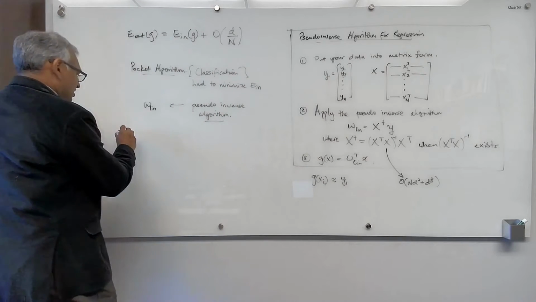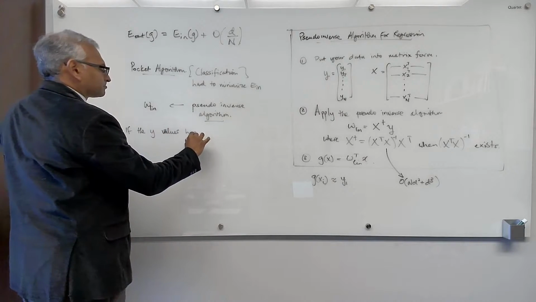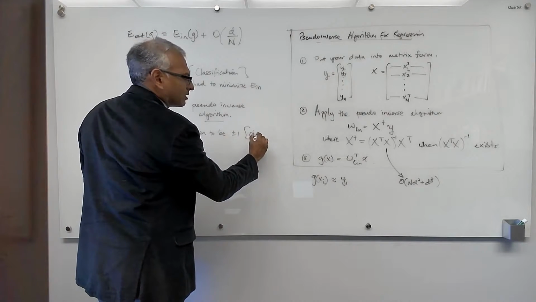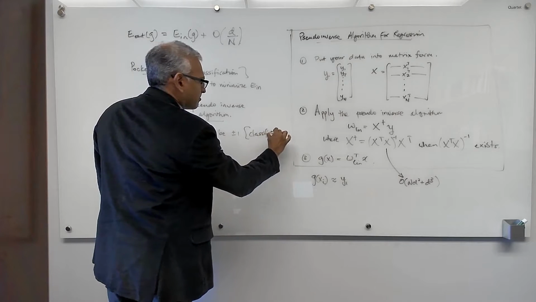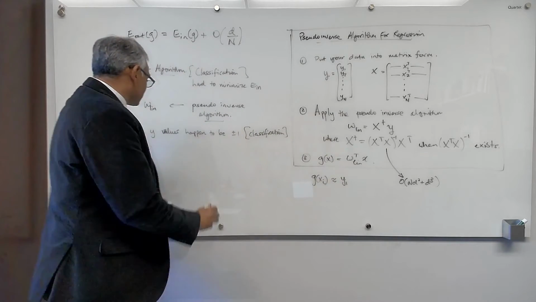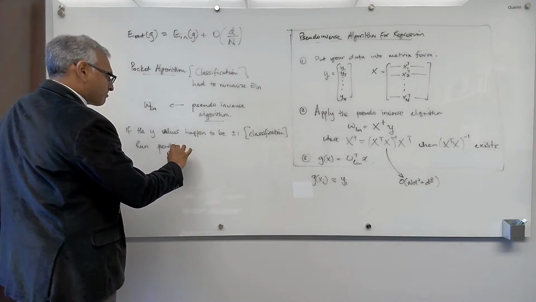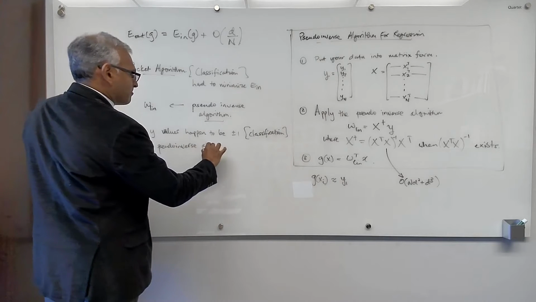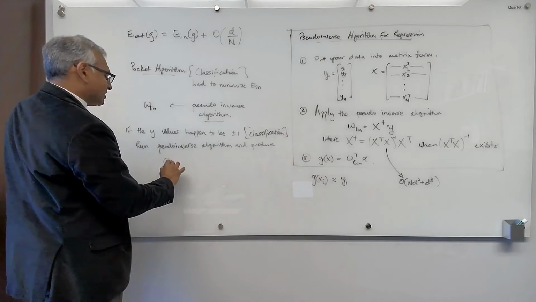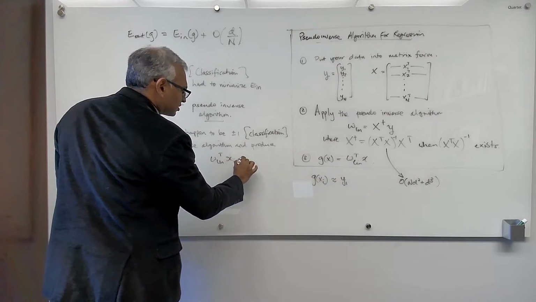So if the y values happen to be plus or minus 1, i.e. you are in the classification realm, you can still run the regression algorithm and produce a set of weights. So you can still run the pseudo-inverse algorithm and produce W_lin. And what will it accomplish? It will accomplish W_lin transpose x_i is approximately equal to y_i.